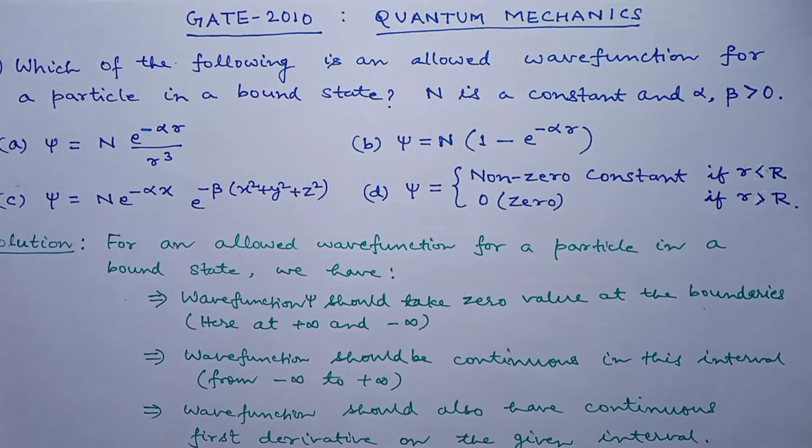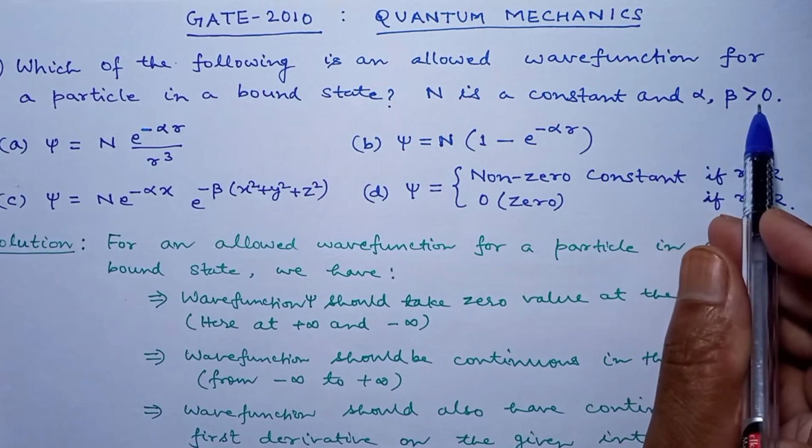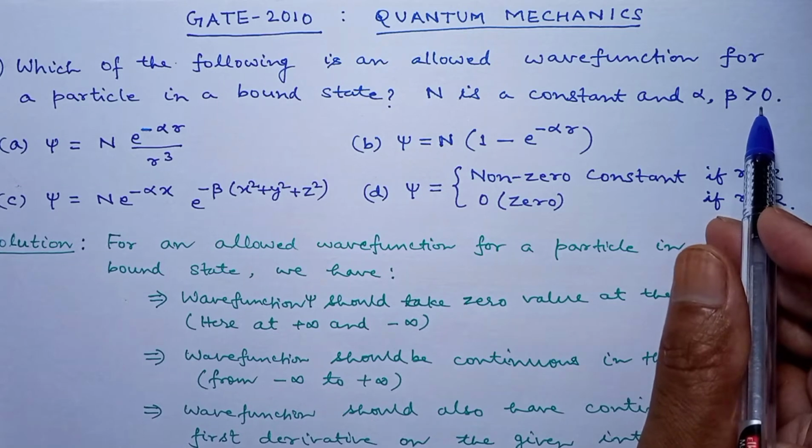Dear students, today I am going to discuss a question of quantum mechanics that was asked in GATE 2010. The question states, which of the following is an allowed wave function for a particle in a bound state? N is a constant and alpha greater than 0, beta greater than 0.